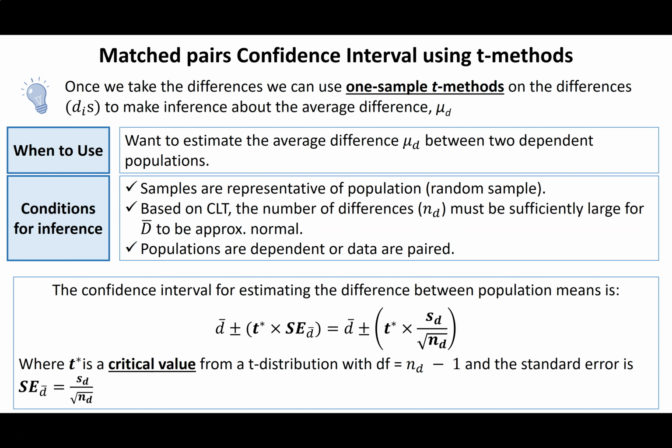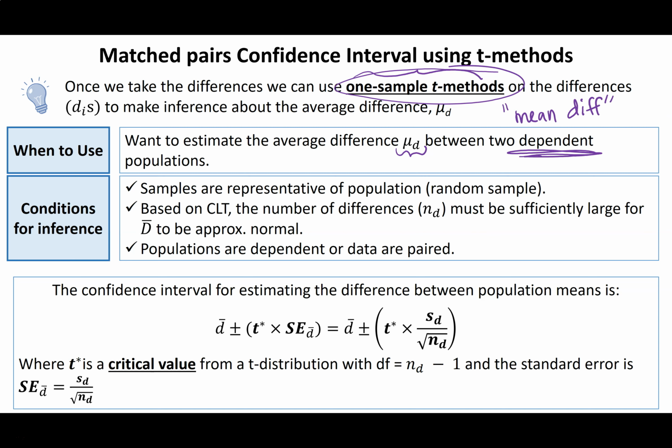So if I'm doing a confidence interval here, what we end up doing is essentially taking 1 sample T procedures on the differences. So if you only look at the differences, usually a column in a data set, and do 1 sample T procedures on that difference column. Here we want to estimate the mean difference, or the average difference. So this is where it's appropriate to say mean difference, between 2 dependent populations.